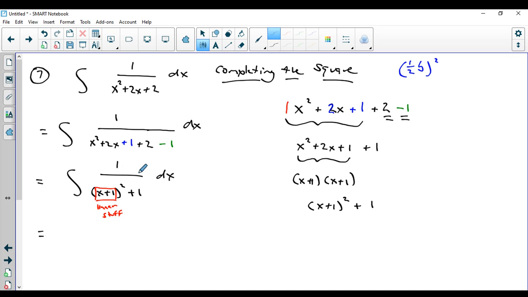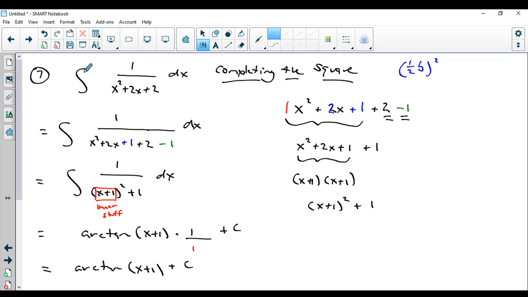Do I know a function whose derivative is 1 over stuff squared plus 1? I do. It's going to be arc tangent of stuff times 1 over the derivative of stuff. Stuff is x plus 1. The derivative of that is 1. Don't forget my constant of integration. Obviously, 1 over 1 is just 1. So I get arc tangent of x plus 1, plus c.